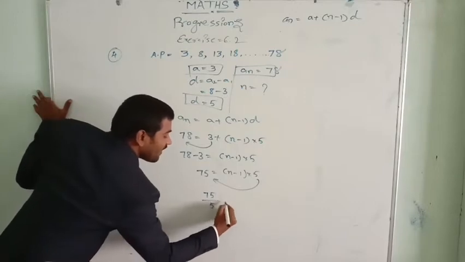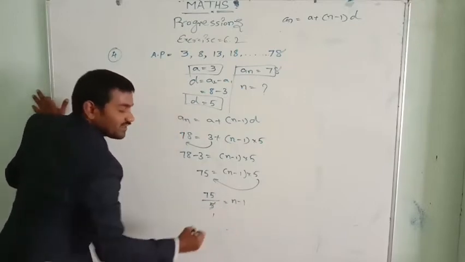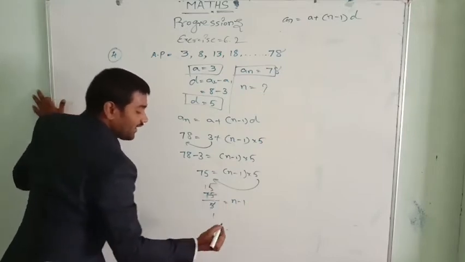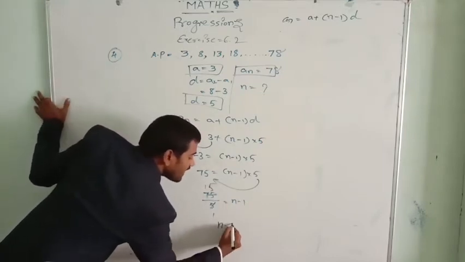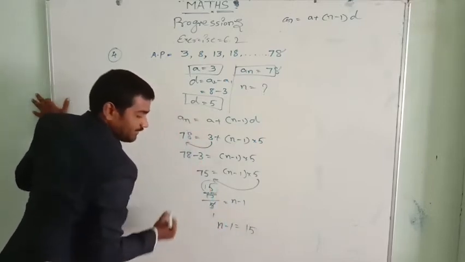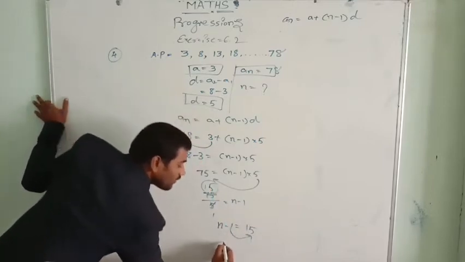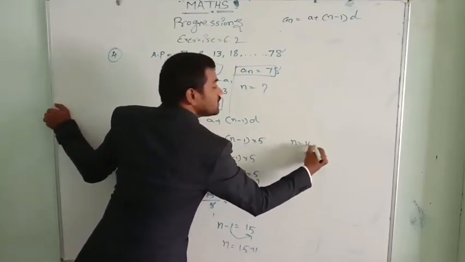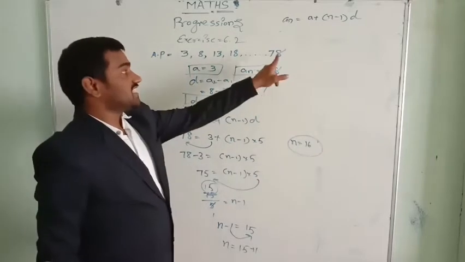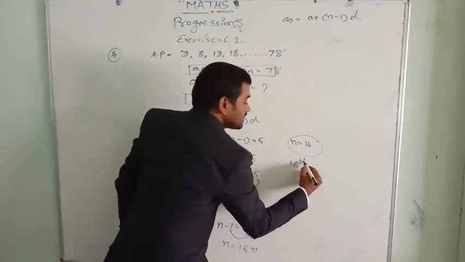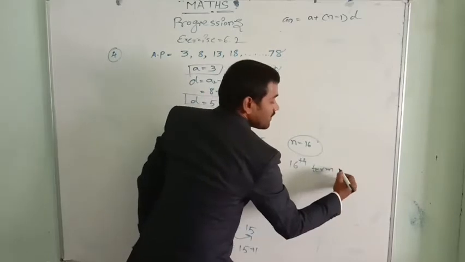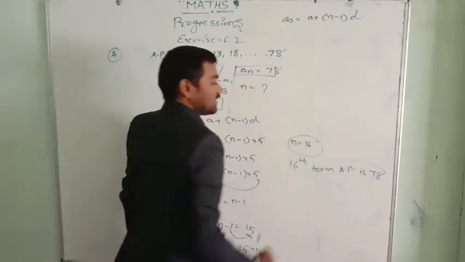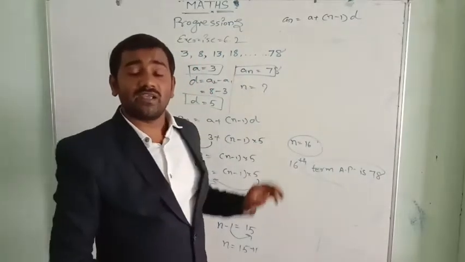75 by 5 equals n minus 1. 5 was a 5, here 5 was a 5. 2 left, 25, 5 5 is 25. So here n minus 1 equals what? We got 15. So this minus 1 you transfer to this side now. n equals 15 plus 1. That n equals 16. That means this 78 is the 16th term of this AP. The 16th term of this given AP is 78.